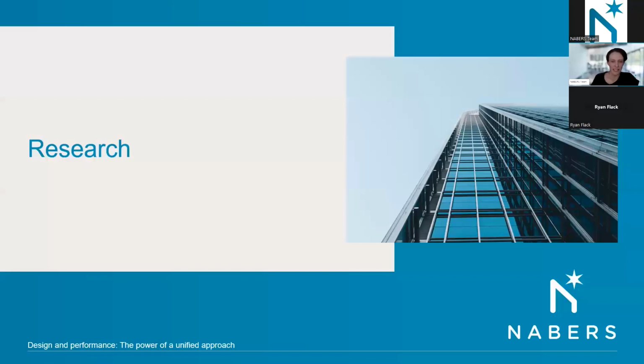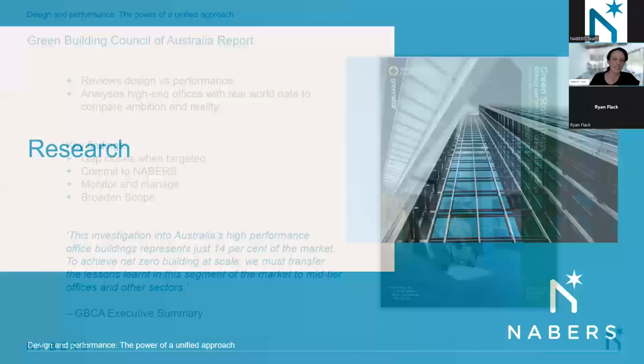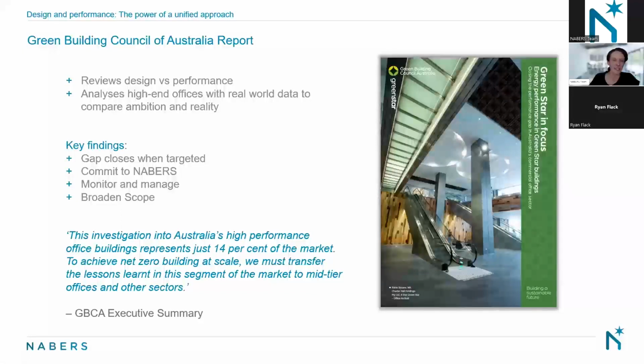So we'll do a bit of a deeper dive into the research to try and get across it a bit more. The first study is the one I just mentioned before. It's done by the Green Building Council of Australia, who manage Green Star ratings. Obviously, we're looking at design versus performance. And as I said, we're looking at, you might call them, high-end offices. So we're looking at people who really care about this stuff.